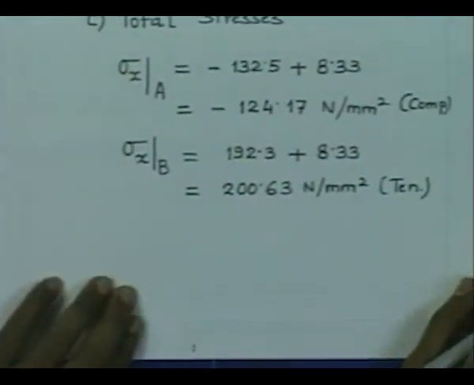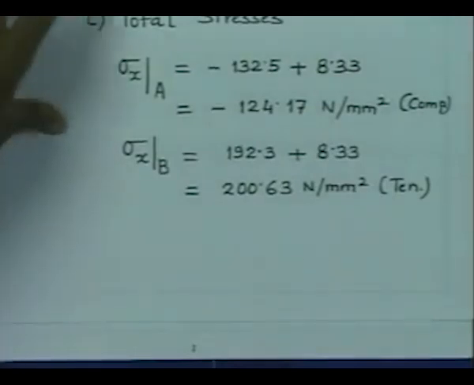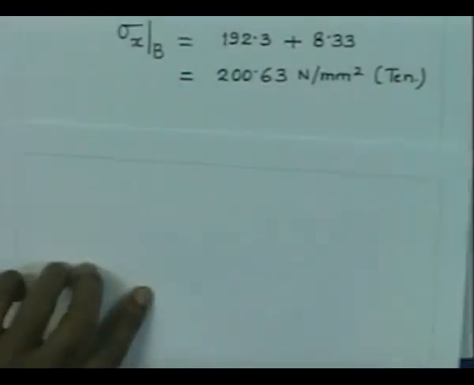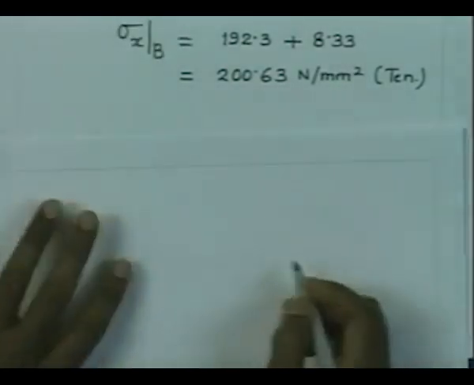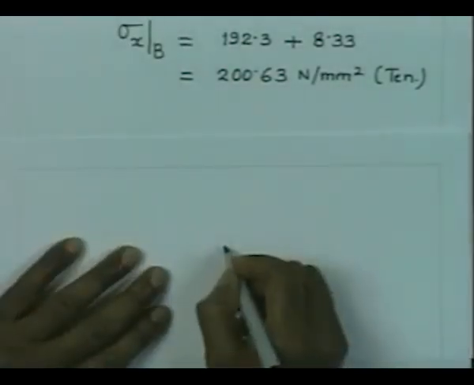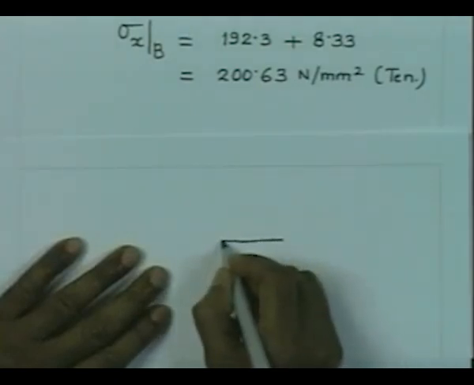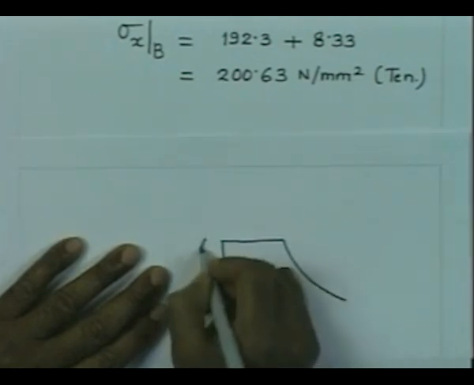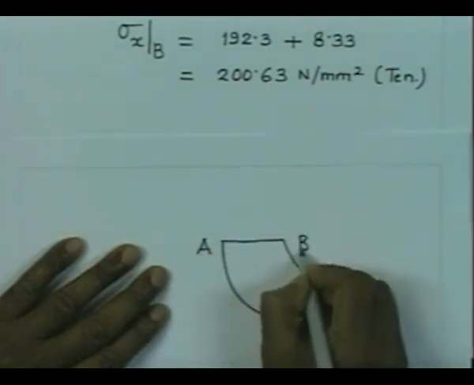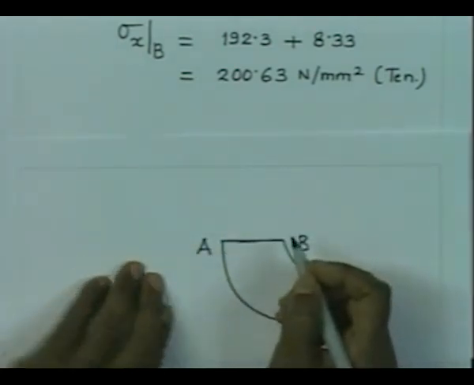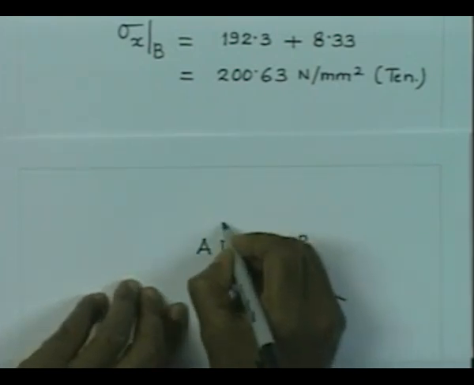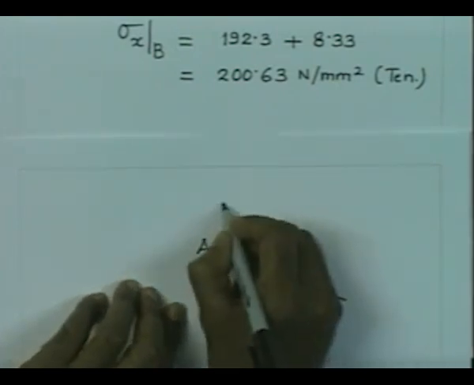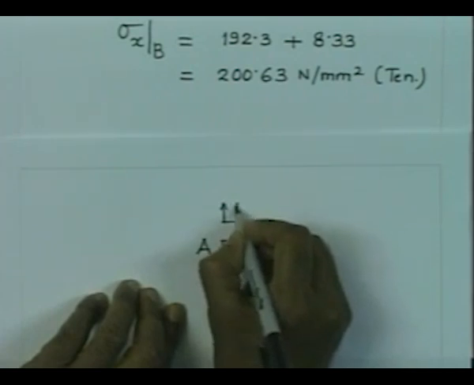It is important to note the distribution of the stresses in the cross section. Let us draw this cross section to a larger scale. This is the section AB. Now, due to the direct force, we are going to get the stresses which is going to be uniform stress all over.